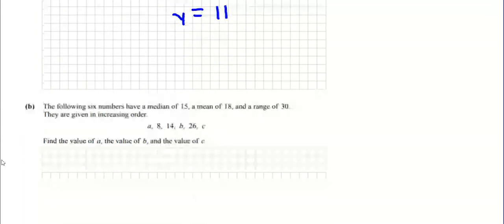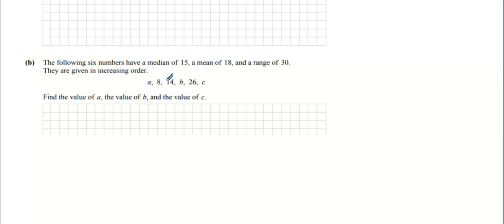Okay. The following 6 numbers have a median of 15 and a mean of 18 and a range of 30. They are given in increasing order. Find the values of a, b, and c.